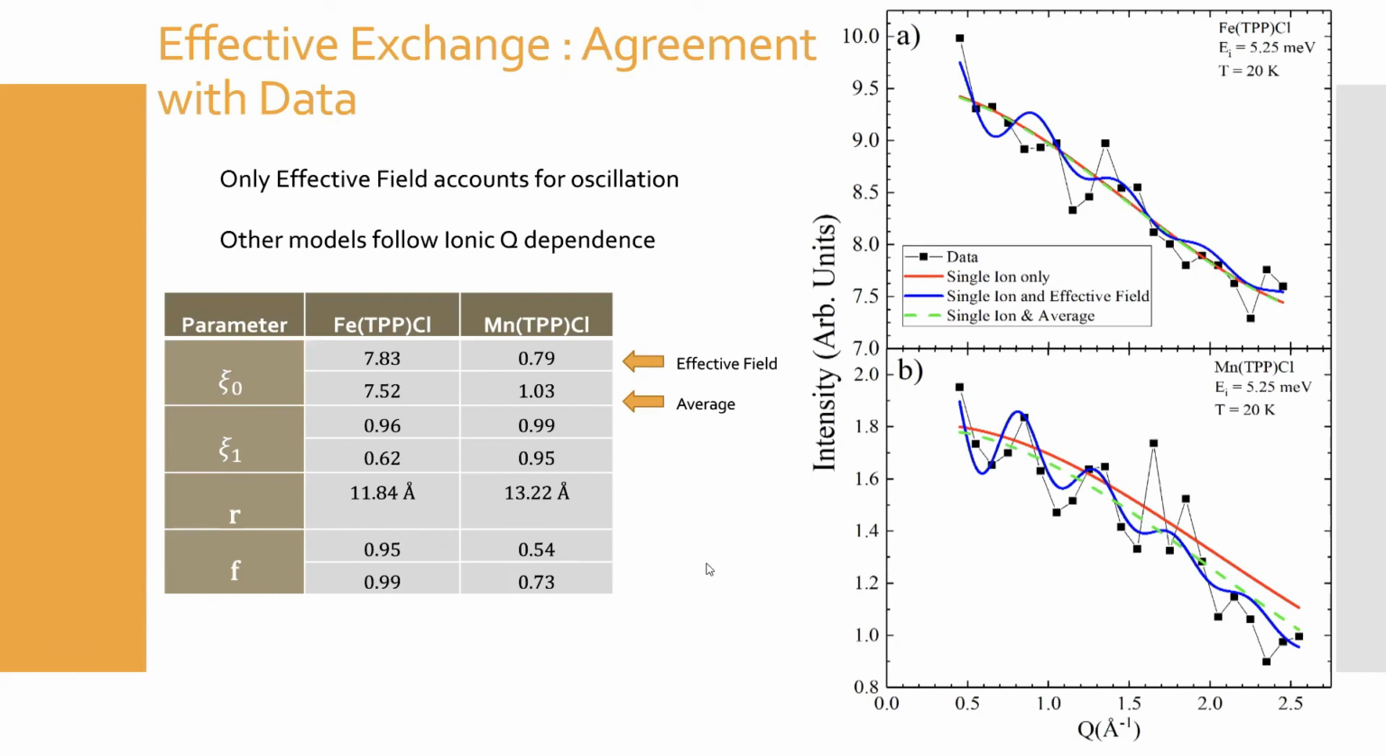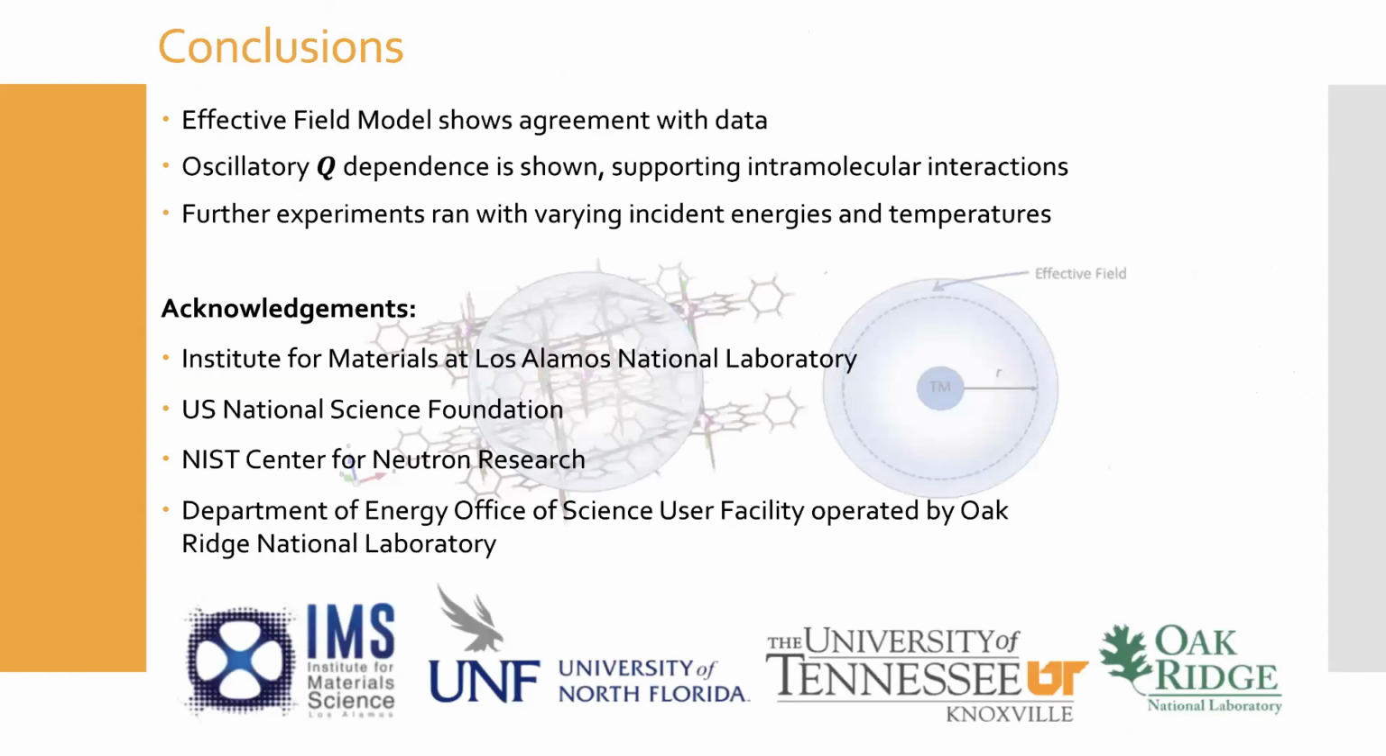And furthermore, when we look at the fractional percentage, we find that with iron, we see mainly an ionic excitation, which makes sense since our exchange peak is shifted off to the side. And with manganese, we see about a 50-50 ion exchange interaction, which also makes sense considering we would have an ionic peak right on top of an exchange peak. So to conclude, our effective field model shows great agreement with the data. And when it comes to modeling the oscillatory Q dependence, we show that there are intramolecular interactions within the structure.